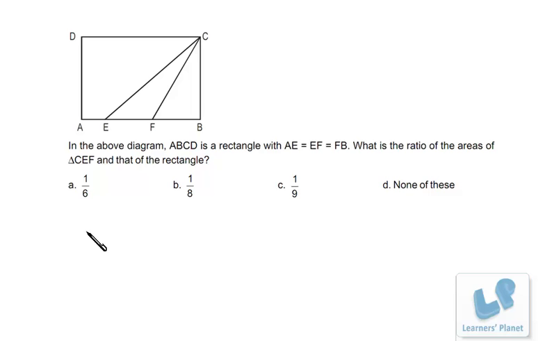Now let's see this problem. In the above diagram, ABCD is a rectangle with AE is equal to EF is equal to FB. What is the ratio of areas of triangle CEF to that of the rectangle? Friends, very easy problem. No paperwork is required at all. Just wait for a moment.